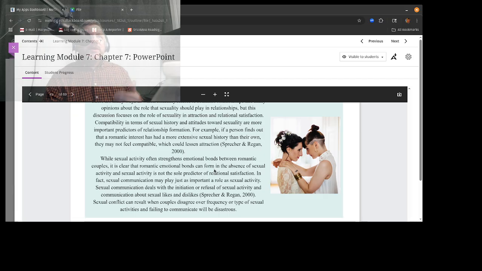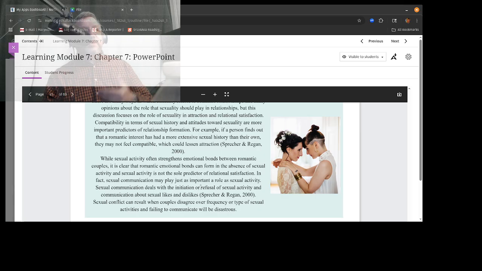Sexual activity often strengthens emotional bonds between romantic couples. It's clear that a romantic couple's emotional bonds can form in the absence of sexual activity, right? When we think about our grandparents, I'd rather not think about them engaging in those activities, but they still love each other, right?